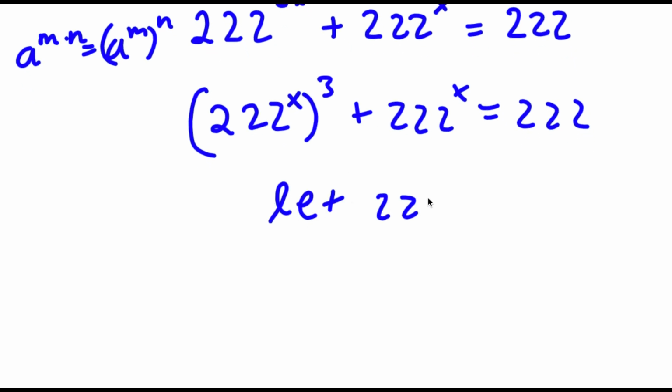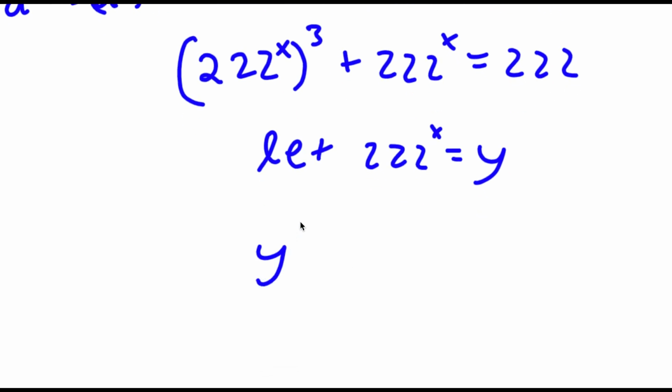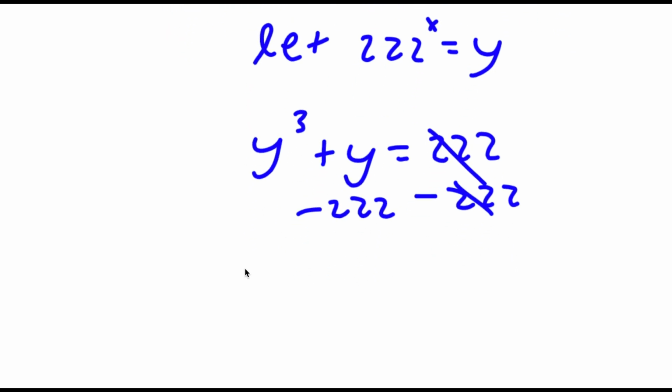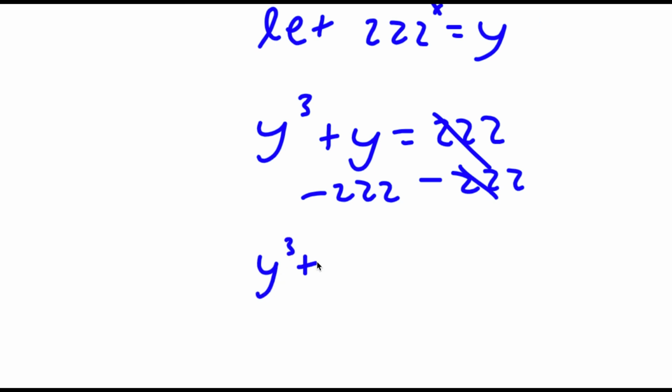Now I'm going to let 222 to the power of x equal the variable y. So now I have y to the power of 3 plus y is equal to 222, and if I subtract 222 on both sides, these two cancel out, and I get y to the power of 3 plus y minus 222 is equal to 0.